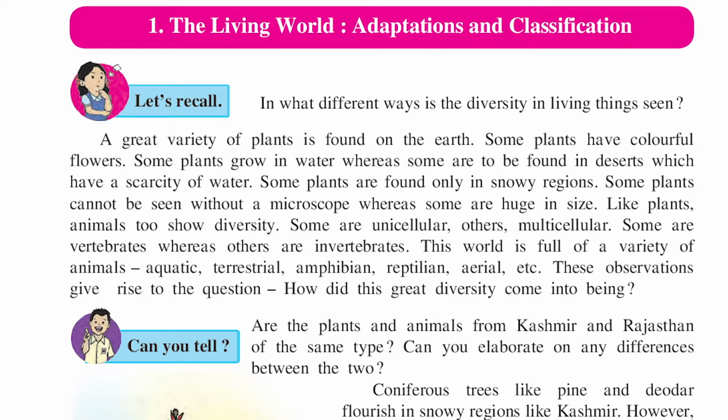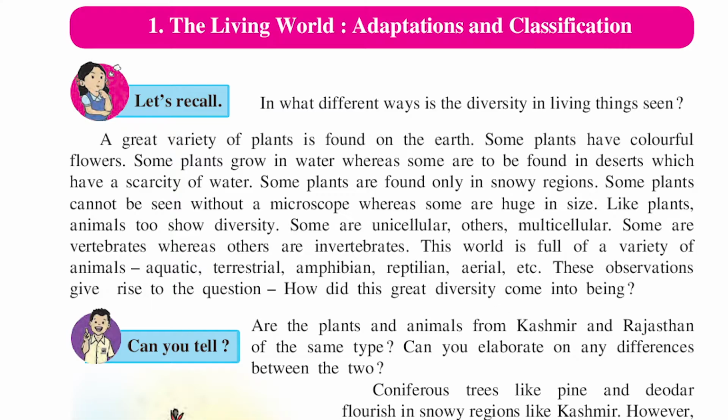Like plants, animals too show diversity. Some are unicellular, others, multicellular. Some are vertebrates, whereas others are invertebrates. This world is full of a variety of animals: aquatic, terrestrial, amphibian, reptilian, aerial, etc. These observations give rise to the question, how did this great diversity come into being?